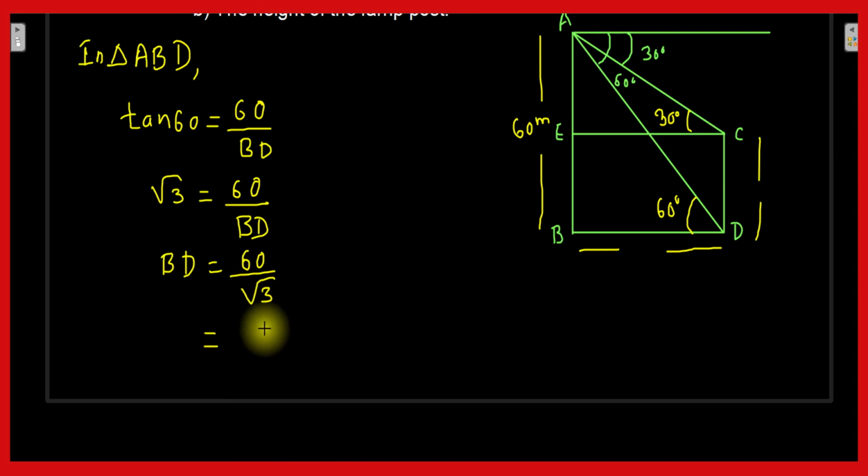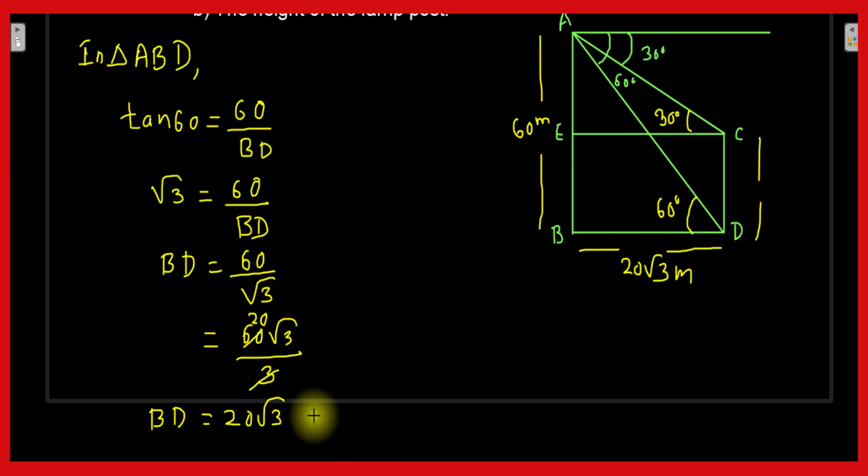We rationalize this, so which is equal to 60 root 3 upon root 3 into root 3 will be 3, and so 3 20s are 60. So 20 root 3, and therefore BD is equal to 20 root 3. What is BD? BD is the distance between the foot of the building and the foot of the lamp post. So that distance we have got, and that is 20 root 3 meter. Highlight this.